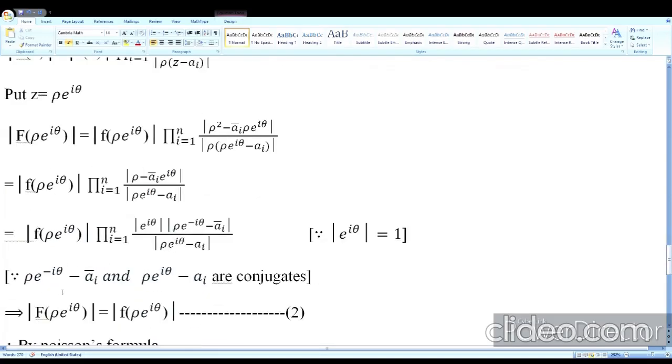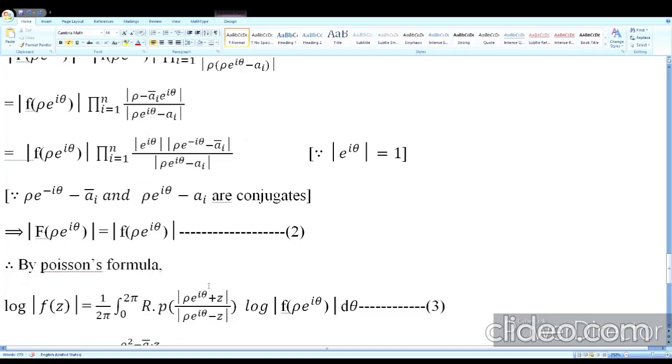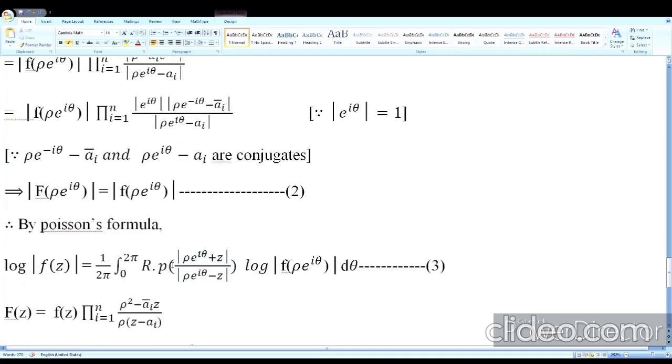So, as we have seen in Jensen's formula, rho e power minus i theta minus a_i bar and rho e power i theta minus a_i, these two are conjugates, so the modulus will be the same and they get cancelled. Modulus of e power i theta is 1, so we get modulus of capital F of rho e power i theta equal to modulus of small f of rho e power i theta.